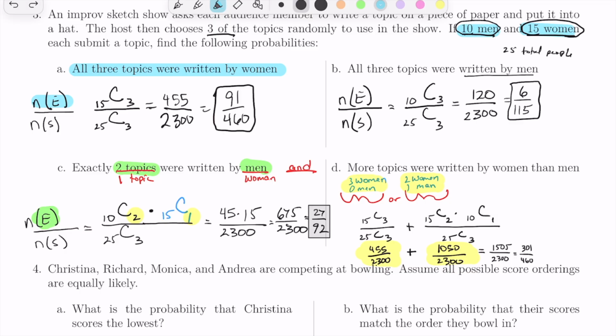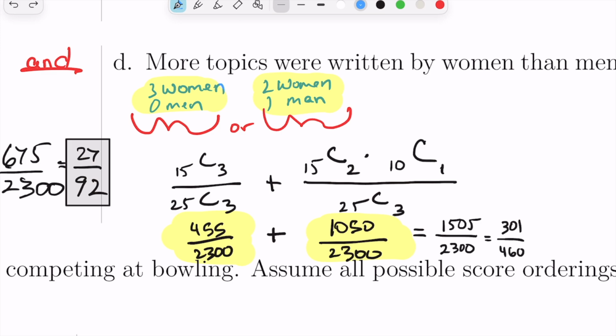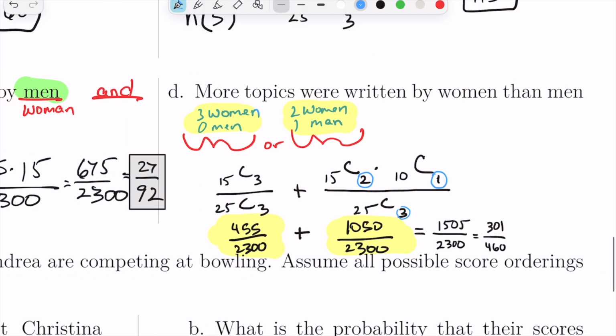I do want to point something else out before we move on, and that is that each time, notice that here we're choosing 2 from the women and 1 from the men, and that's what makes our 3 total choices. Okay.